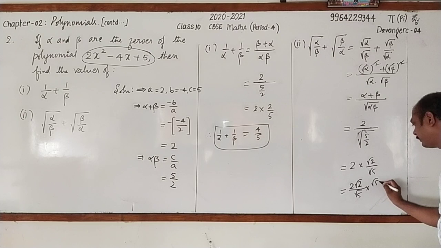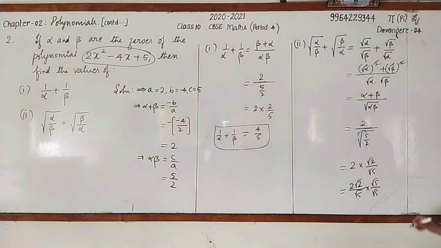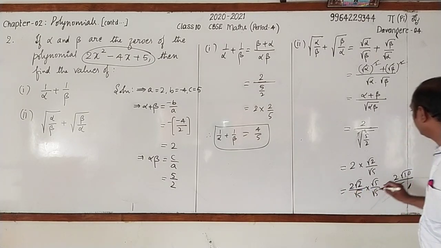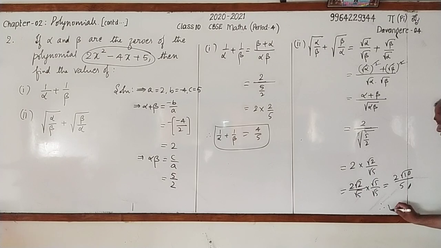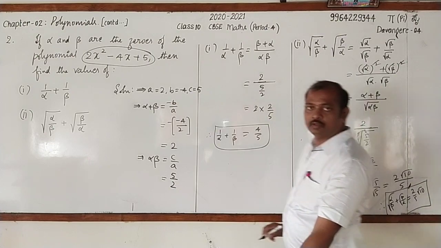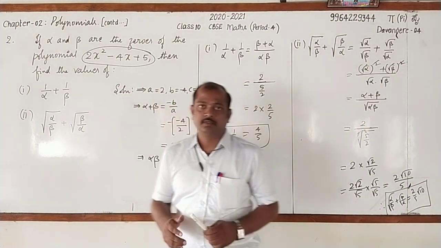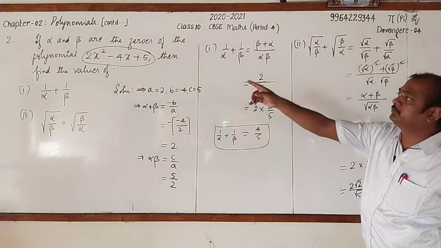How? Multiply root 5 to the numerator as well as the denominator. Now this is equal to 2 into root 2 into root 5, root 10, divided by root 5 into root 5. Root 5 whole square is nothing but 5. This is the value. So here I write: therefore, root alpha by beta plus root beta by alpha is equal to 2 by 5 root 10. Got it?